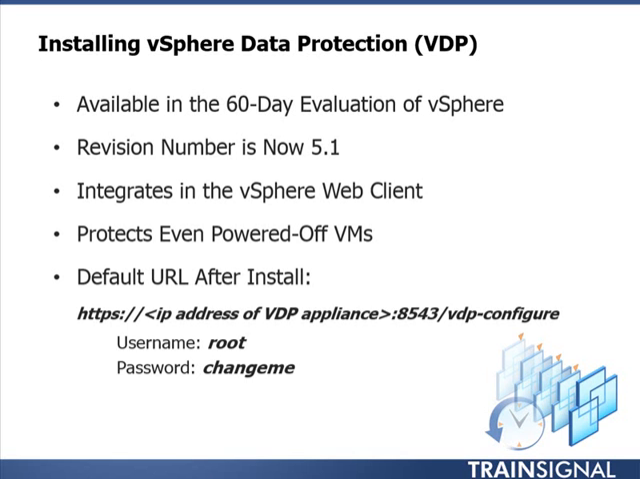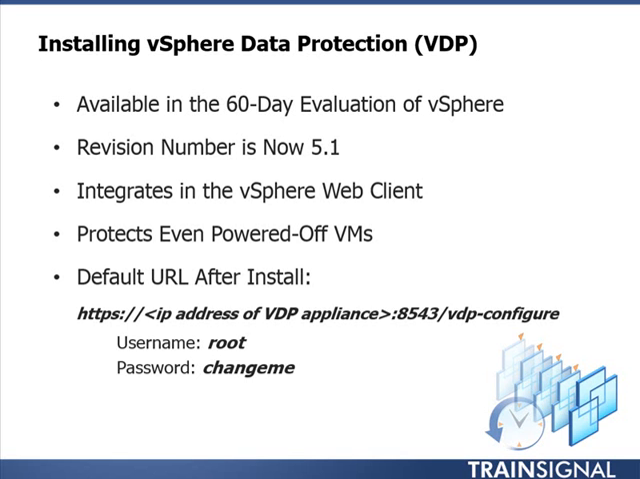Before we go about deploying vSphere Data Protection, here's a few things that you need to know. VDP is available in the 60-day evaluation version of VMware vSphere. That means you can try it at no cost for 60 days. The latest version at the time that I'm creating this lesson is version 5.1. It fully integrates with the vSphere web client, and it can protect even your powered-off virtual machines.